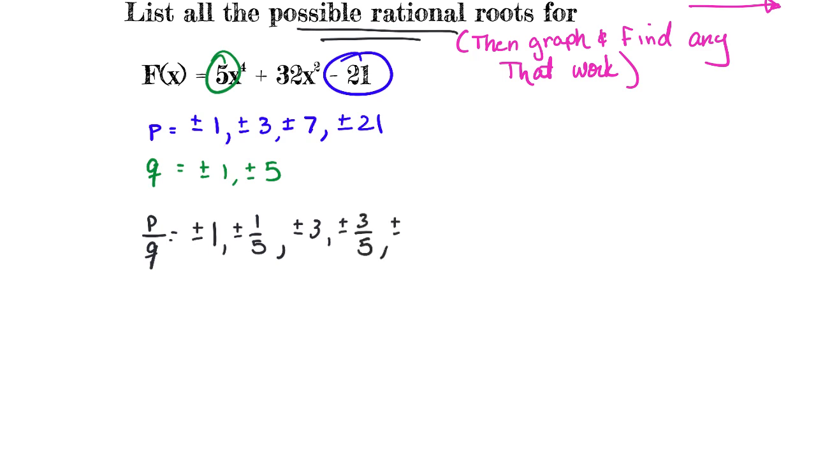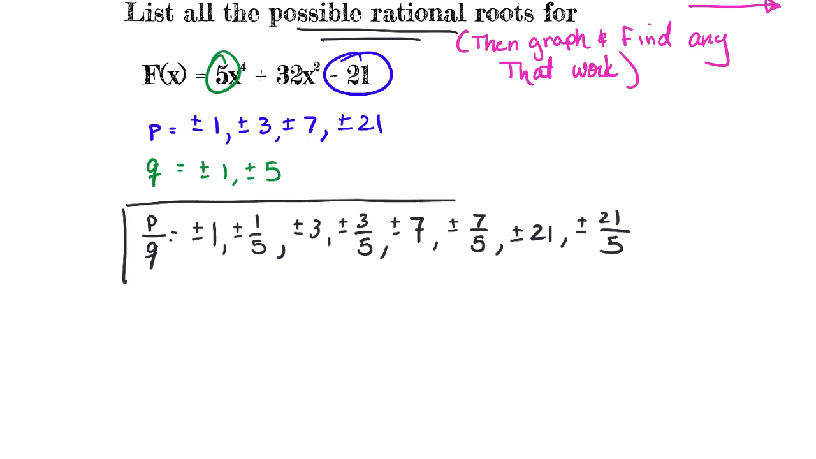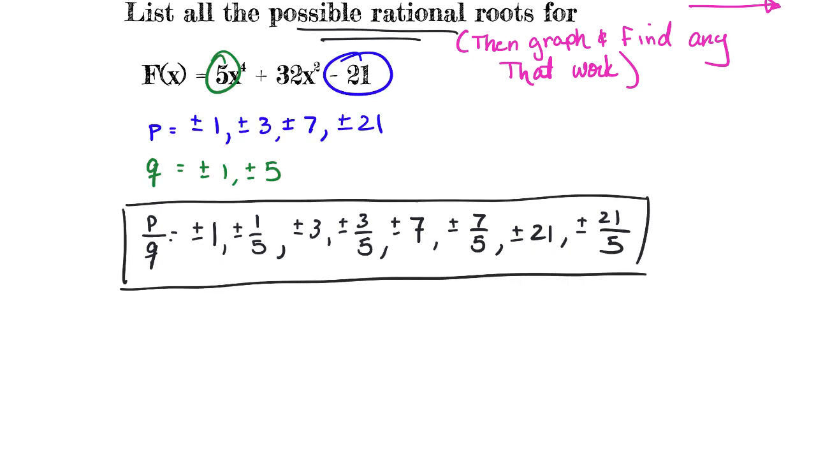7 over 1 is just 7, and then 7 over 5. And then 21 over 1 is just 21, and 21 over 5. So if it has a rational solution, a nice number that can be written as a fraction, it's one of those.